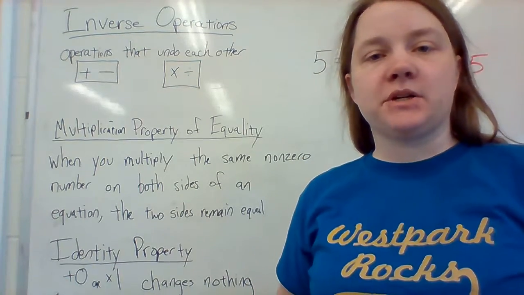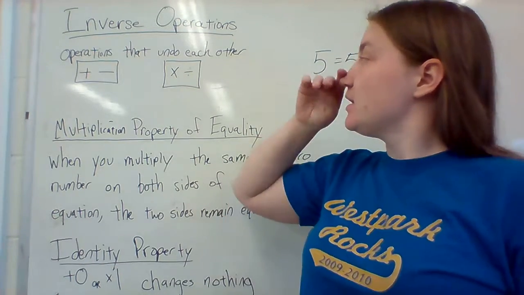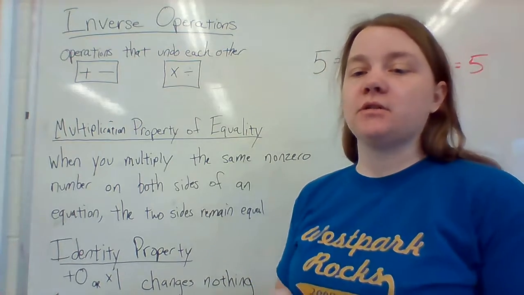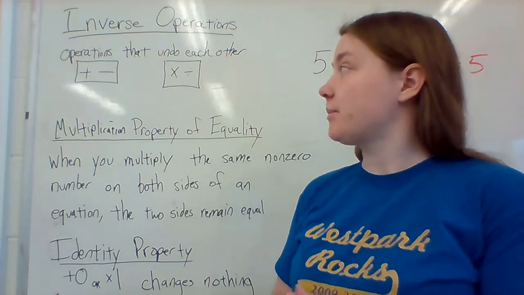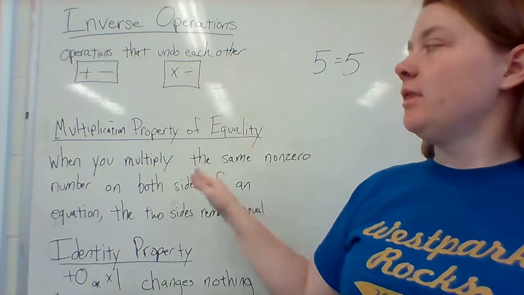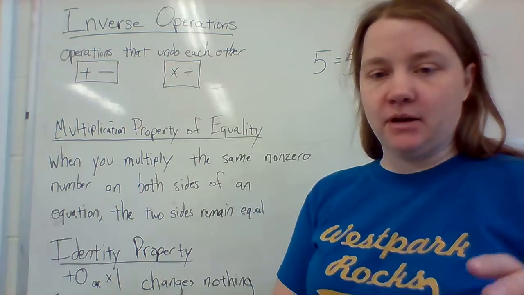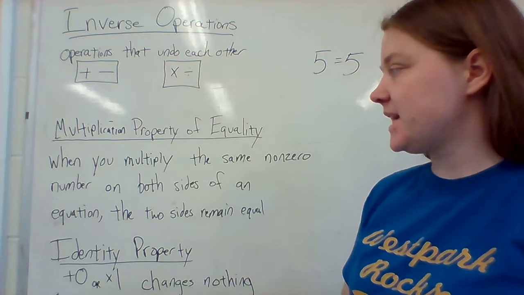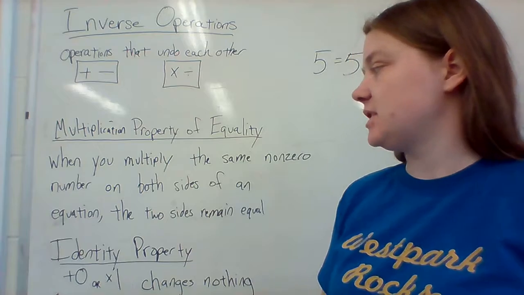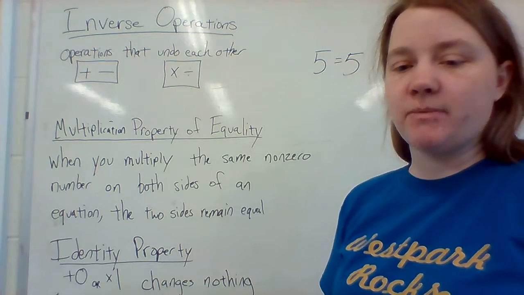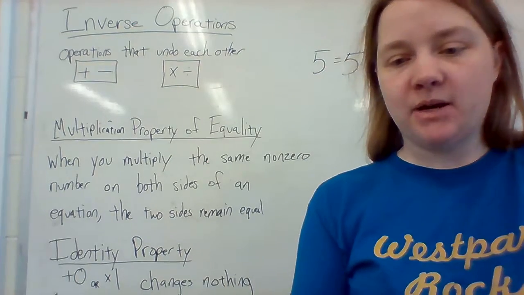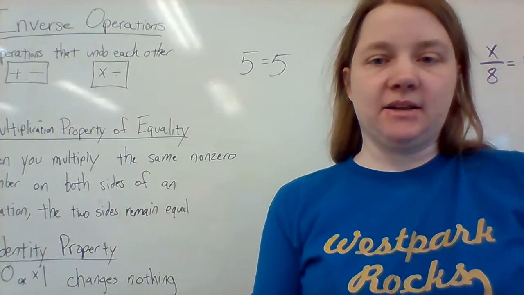This video is going to talk about division equations. Again, remember that inverse operations are operations that undo each other. Addition and subtraction are inverse operations, as are multiplication and division. The multiplication property of equality states that when you multiply the same non-zero number on both sides of an equation, the two sides remain equal. Also, adding 0 or multiplying by 1 changes nothing.